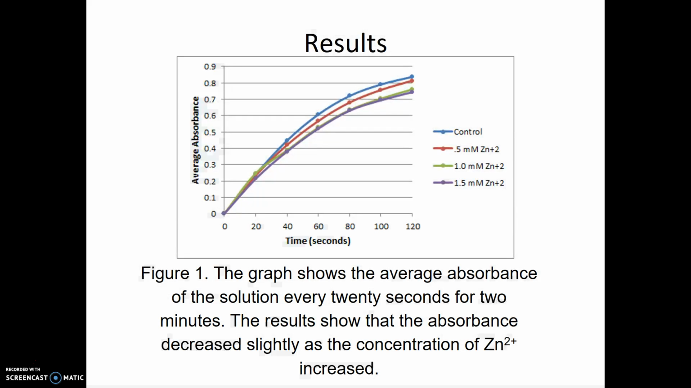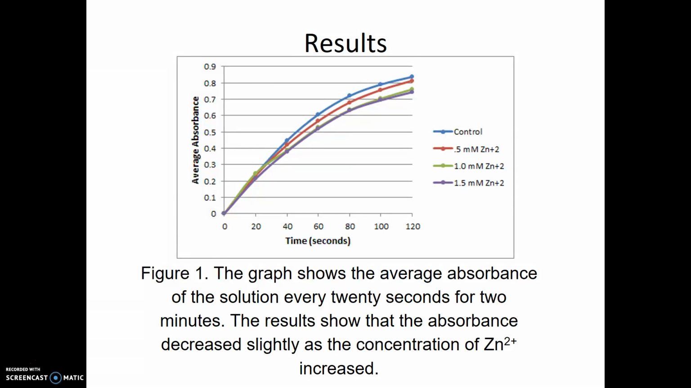So this figure shows the average absorbance of the reaction solution every 20 seconds over a time period of 2 minutes. The control group reached the highest absorbance of 0.83, and the 1.5 millimolar zinc concentration had the lowest absorbance of 0.74. Although the absorbance values over the time of 2 minutes were not drastically different from the control, there was a slight change in absorbance as the concentration of zinc increased.